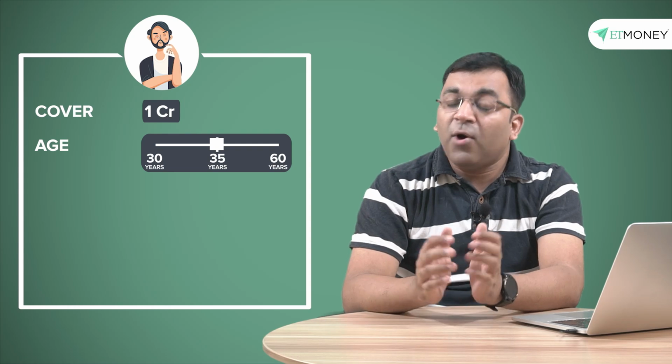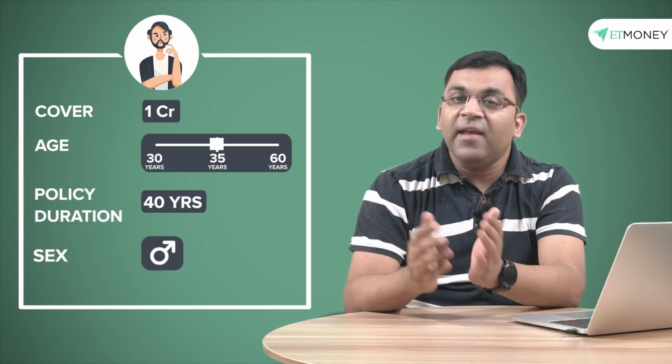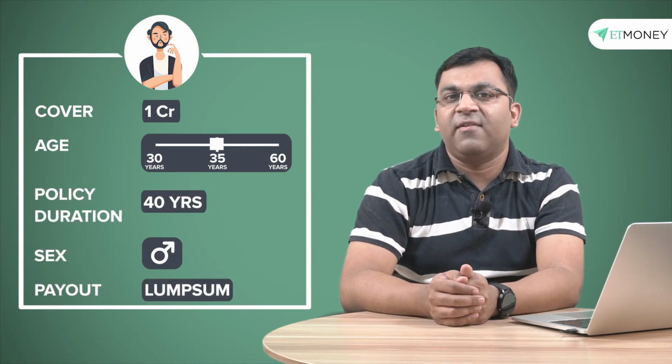We also see here that a number of different variables have been used, such as a cover of 1 crore, the age of 35 years, a policy duration of 40 years, male, non-smoker, lump sum payout, etc. And as a consumer, you can tweak almost every variable to ensure that you arrive at the premium that is most affordable to you. One of the reasons for highlighting this comes from the fact that the cost of term insurance policies, that is, the premium at which you start your term insurance policy, has been going up over the last 15 to 16 months.